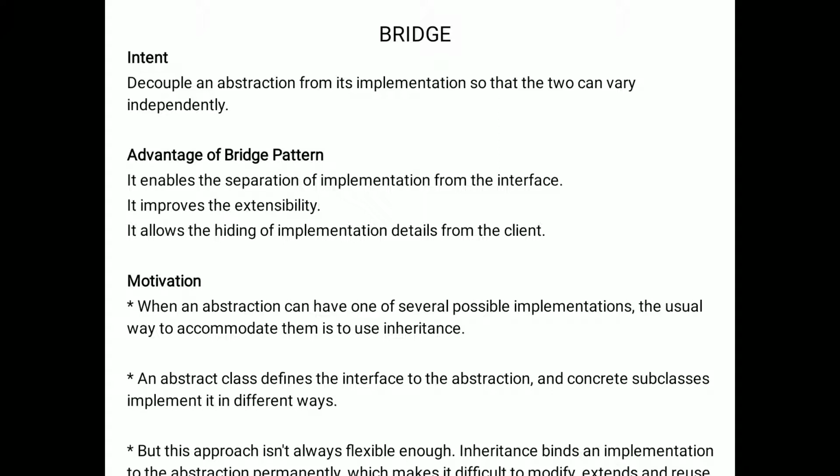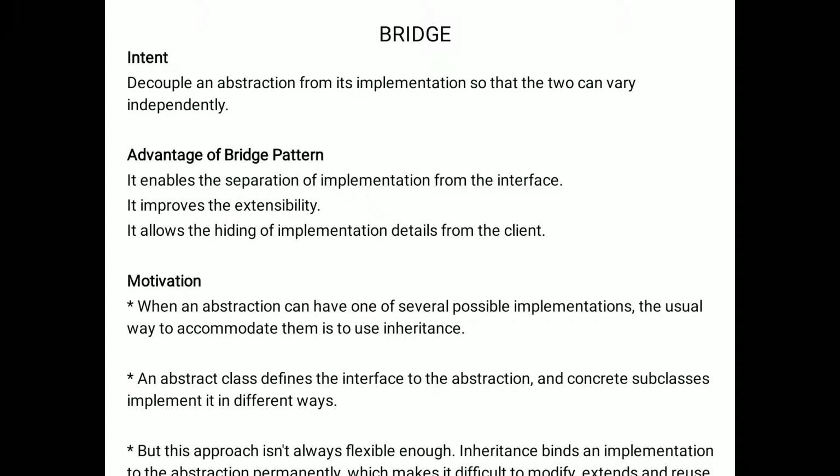The motivation of the bridge pattern: when an abstraction can have one of several possible implementations, the usual way to accommodate them is to use inheritance. By using inheritance, we can extend the properties of one class to another class. An abstract class defines the interface to the abstraction, and concrete subclasses implement it in different ways.